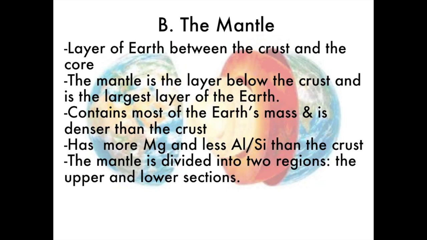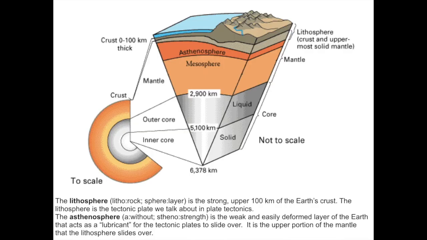The mantle. The mantle is a layer of the Earth between the crust and the core. The mantle is filled with magma, which is molten liquid rock, and this is the largest layer of the Earth. In this picture, you can see that the crust and upper solid mantle makes up the lithosphere. Then below that, we have the asthenosphere, and then we have the mantle.